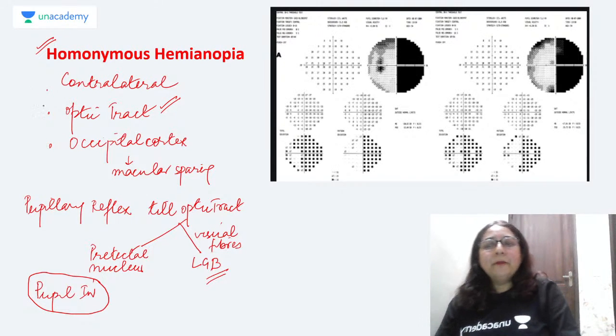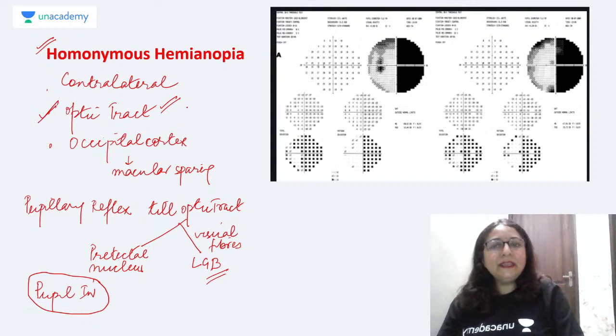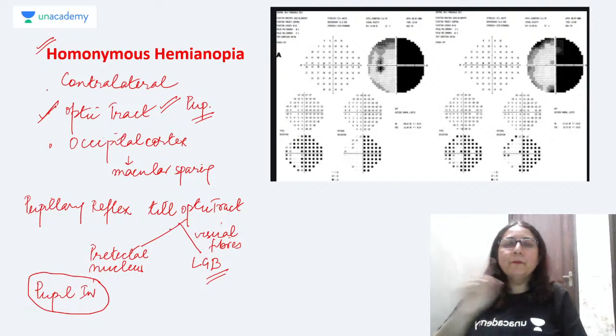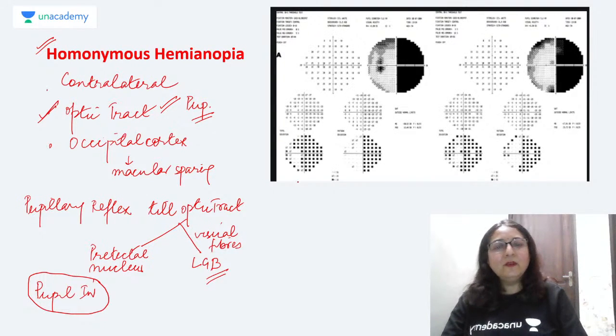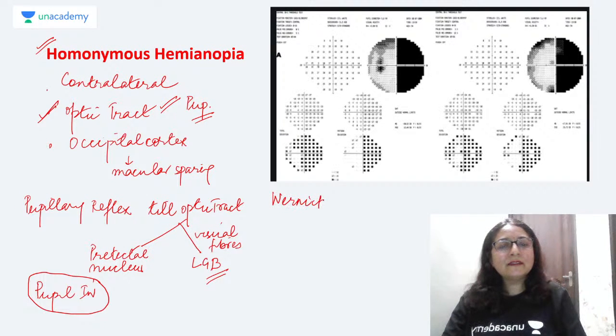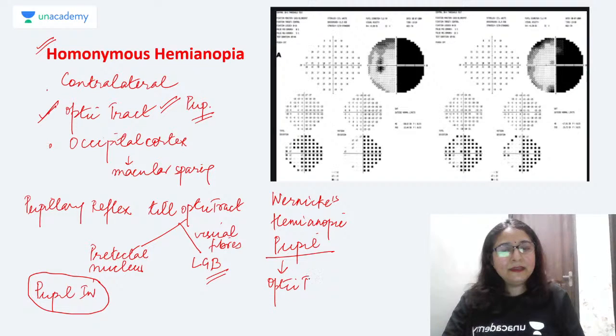But the optic tract contains the pupillary fibers from one half of both the eyes, because it contains half the fibers from both the eyes. So an optic tract lesion is associated with a very interesting pupillary defect which is called Wernicke's hemianopic pupil. Please remember, it is seen in optic tract lesions.